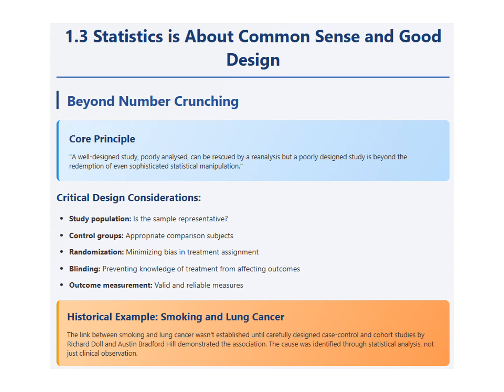This has immediate practical implications for you. When you're reading research papers, don't just look at the statistical results. Look at the methods section. Ask yourself, was the study designed in a way that could actually answer the research question? Are there obvious confounding variables that weren't considered? Is the study population relevant to your patients?